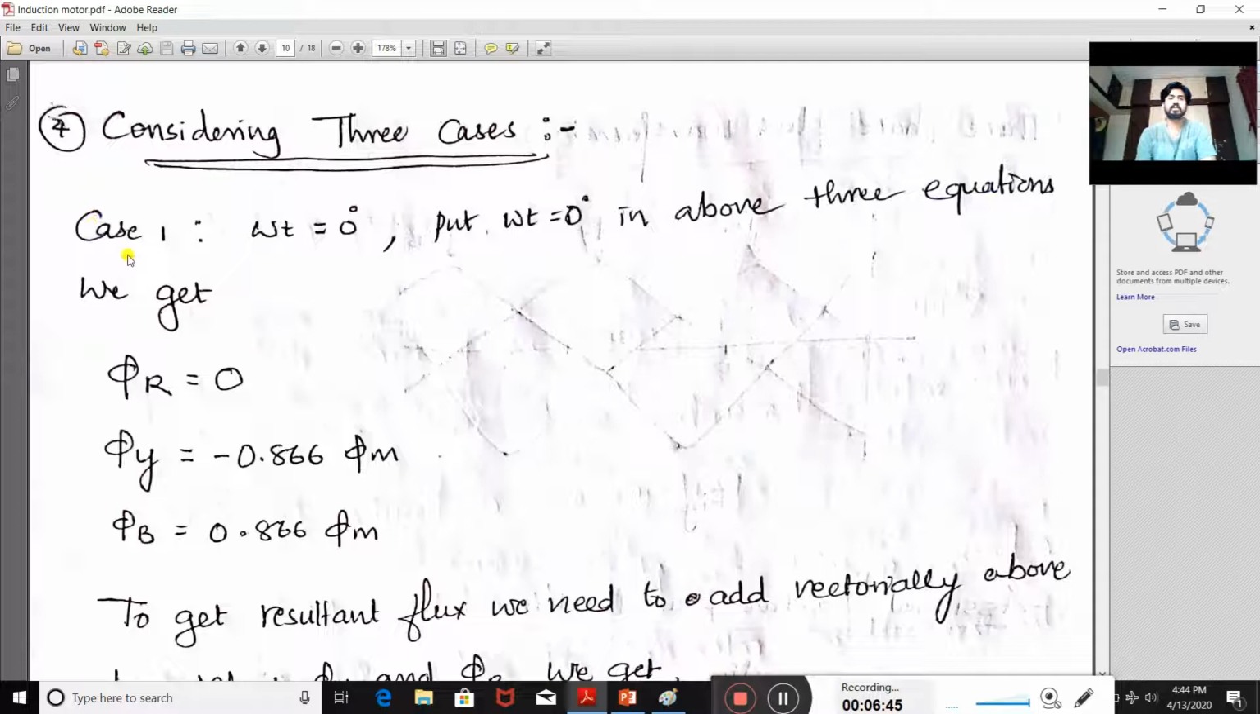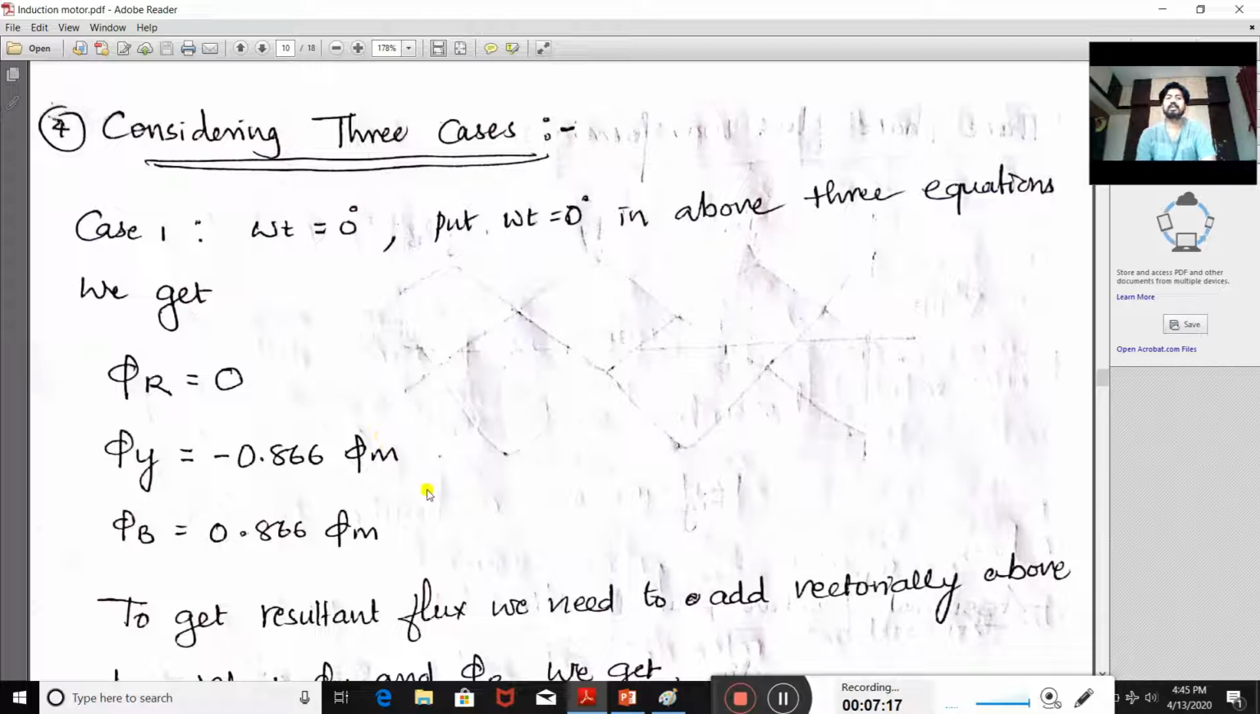The first case: I will consider omega t equal to 0. Now putting omega t equal to 0 in the above equations 1, 2 and 3, I will get phi r equal to 0, because sine 0 is 0. Next, sine of minus 60 is nothing but minus 0.866, and for phi b you are going to get 0.866. One is a negative value and the other is a positive value. Out of the 3 fluxes, one flux becomes 0 and the other 2 fluxes exist.